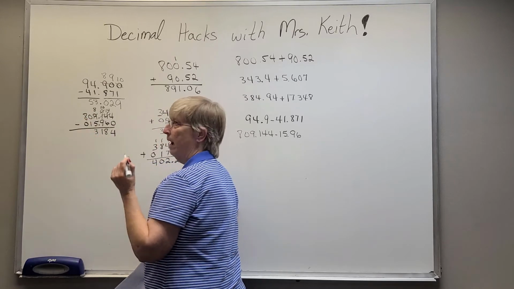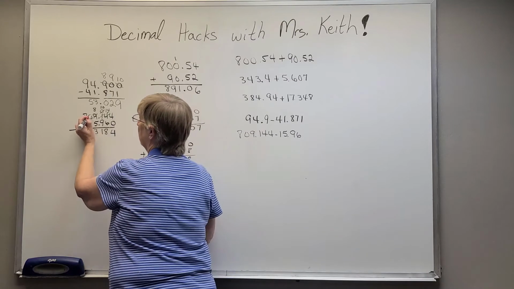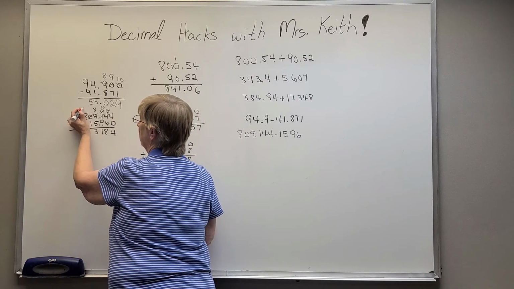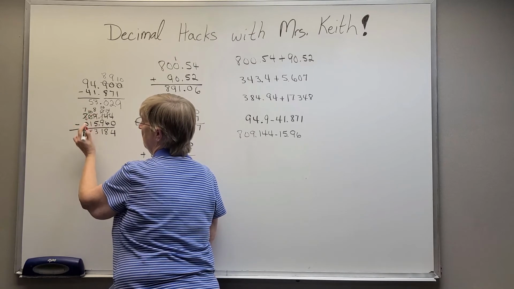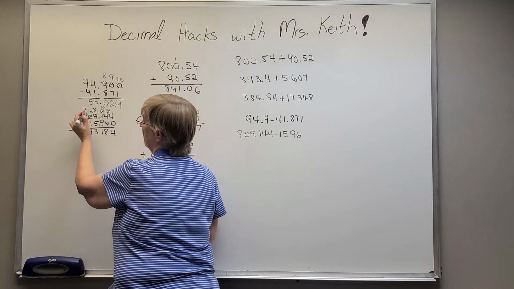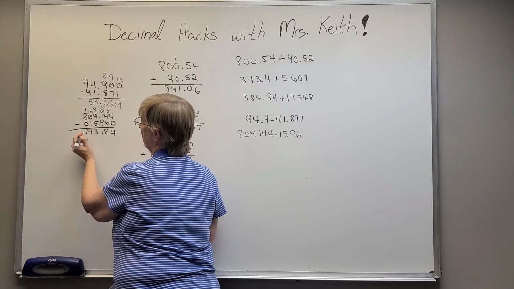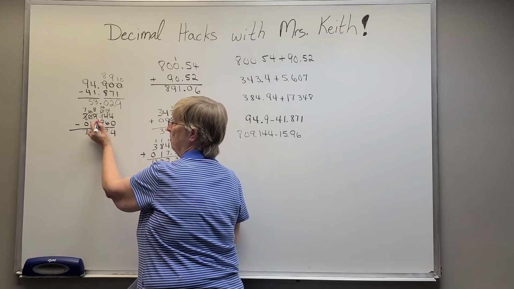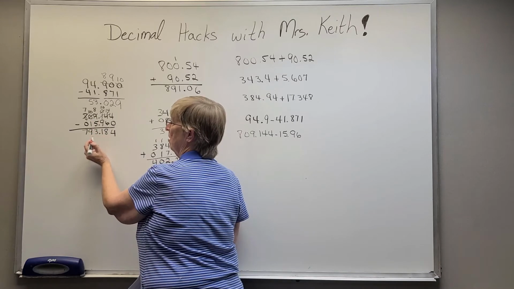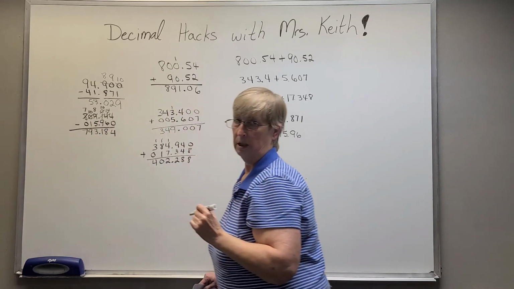0 minus 1, I can't do that. Have to borrow. 8 becomes 7, 0 becomes 10. 10 minus 1 is 9. 7 minus 0 is 7. Go back, where does my decimal go? Lined up with the problem. So here, so it goes here. And that's my final answer.